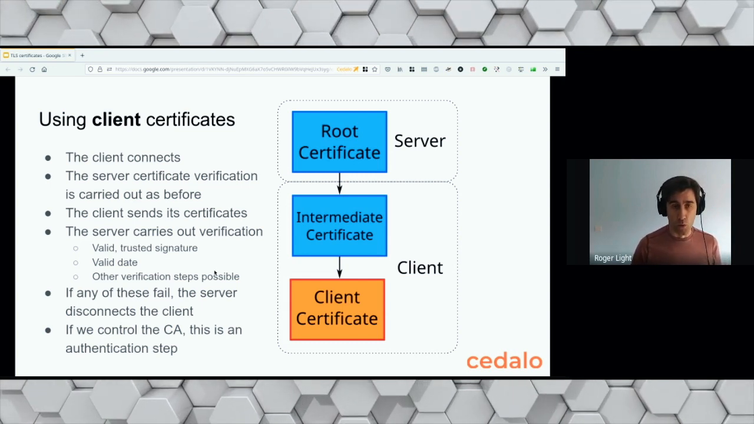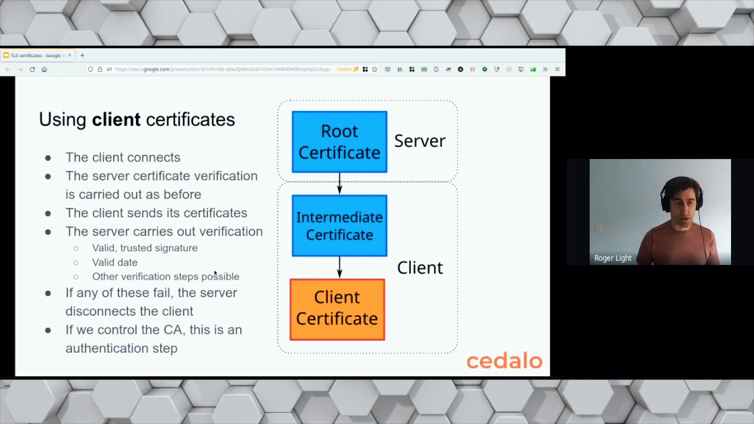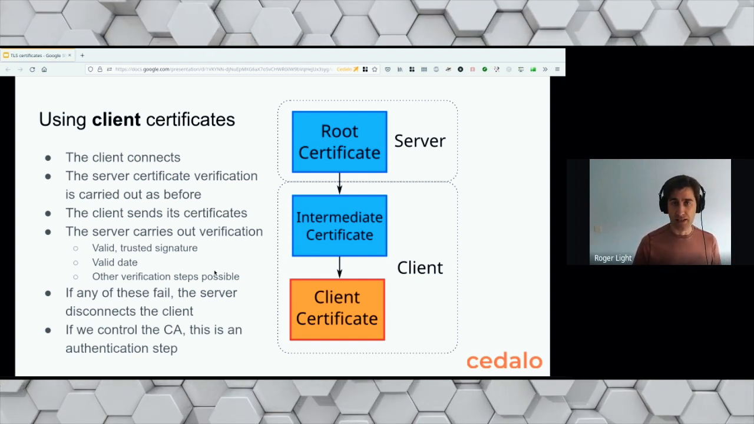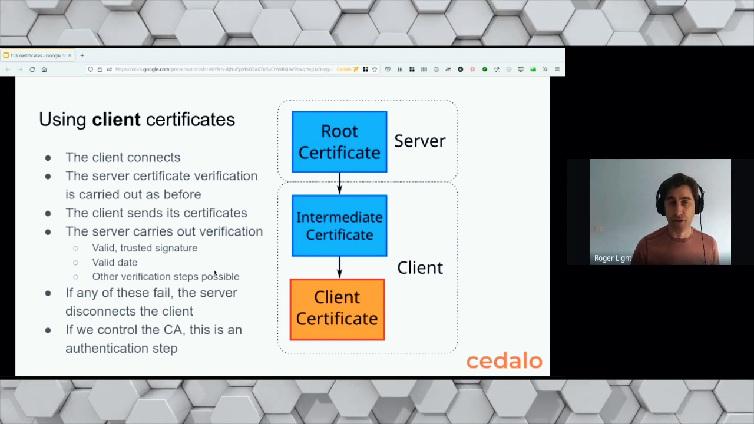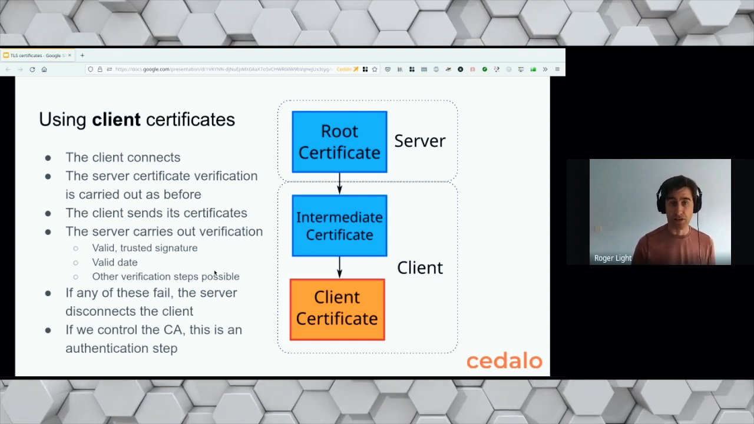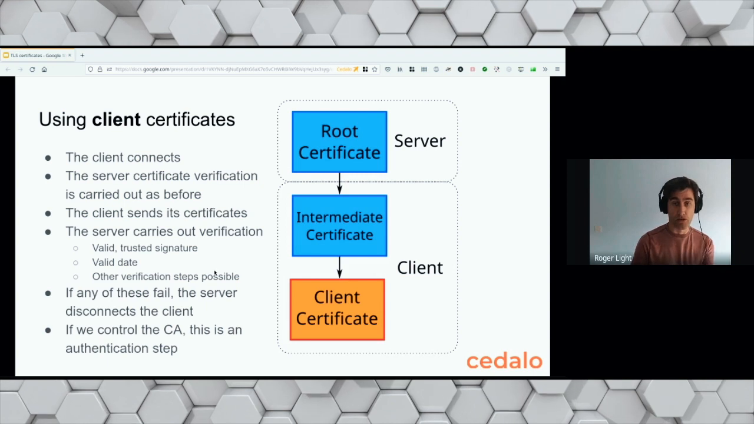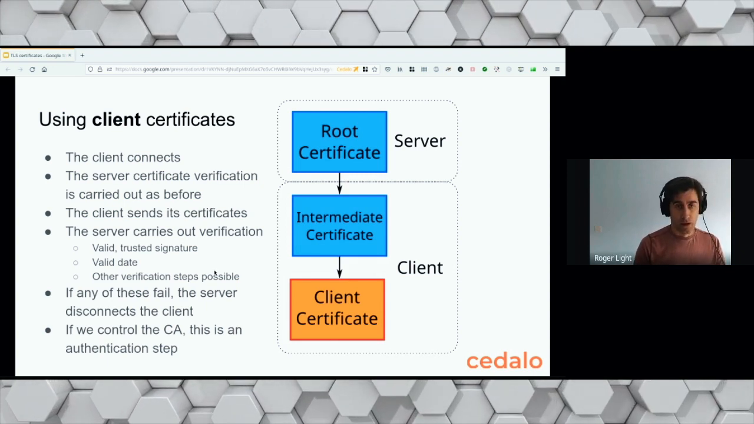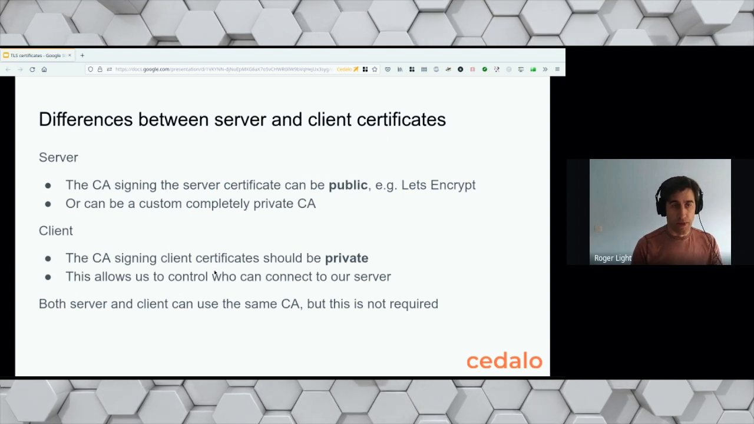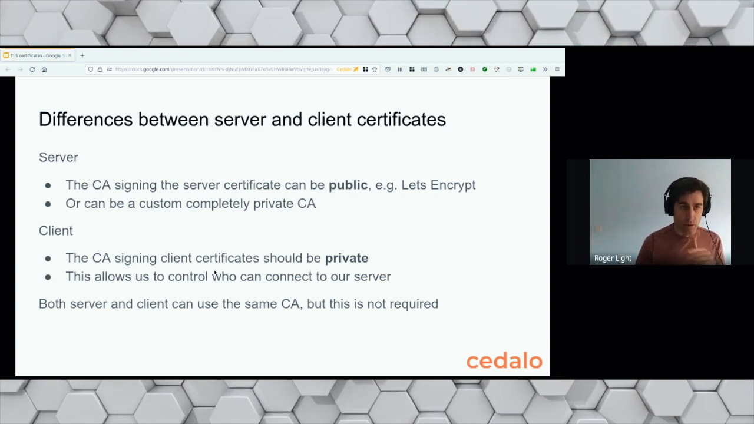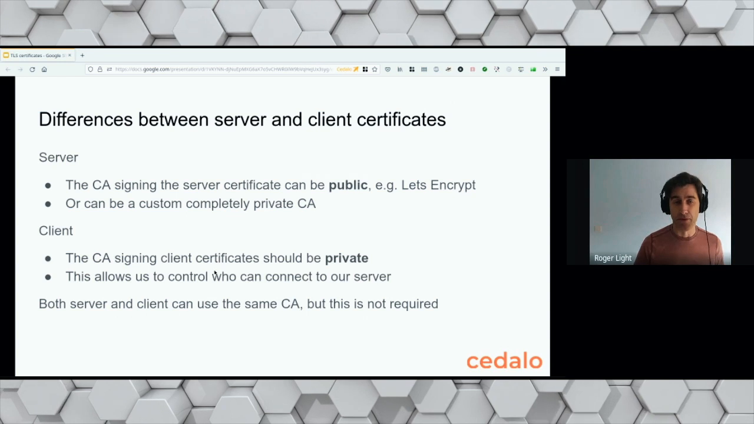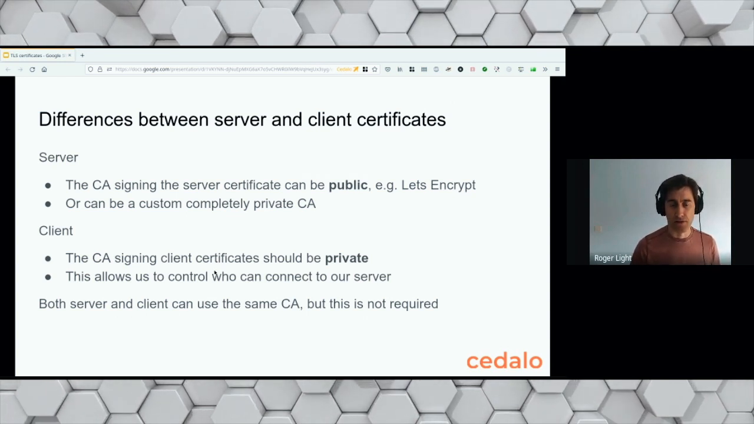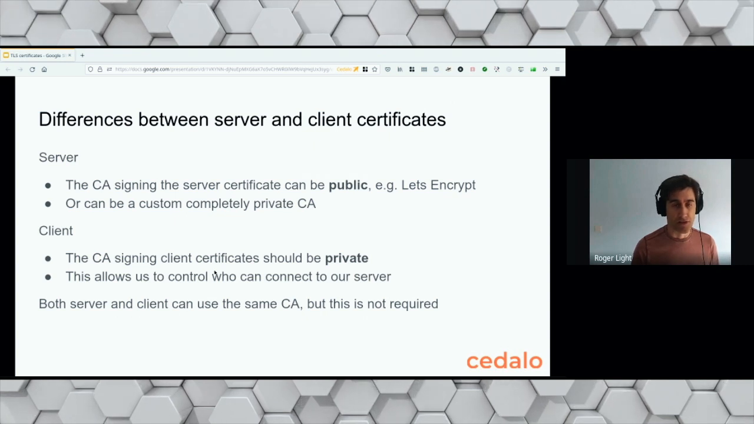And what that means is that if we control the CA, the certificate authority, then this is effectively an authentication step, because we're only going to give certificates to things that we trust, that we want to connect. And that is just one of the differences there between the server and client. This should say server certificate authority certificates rather than just certificates.